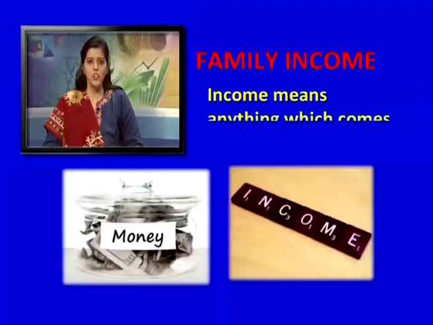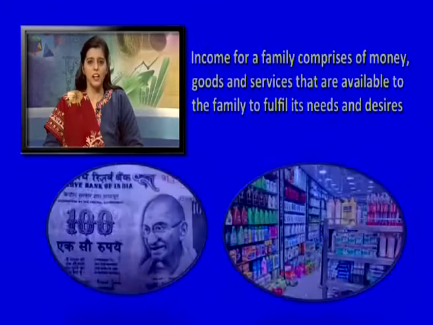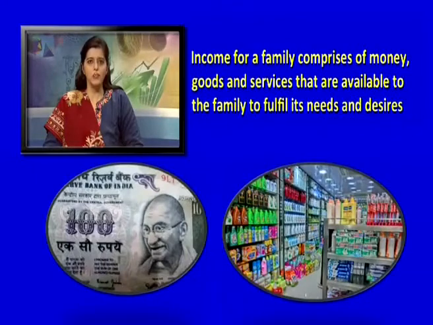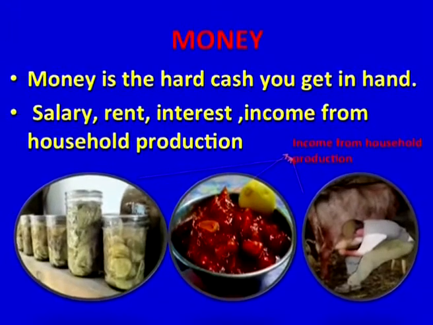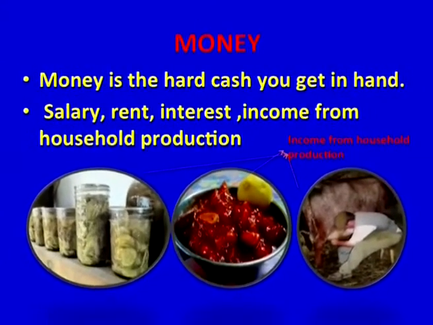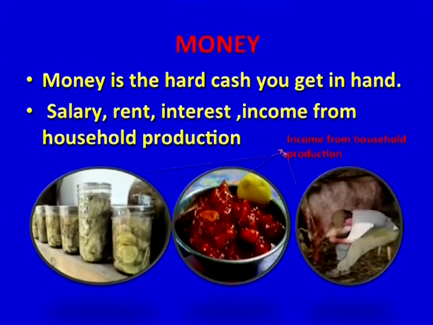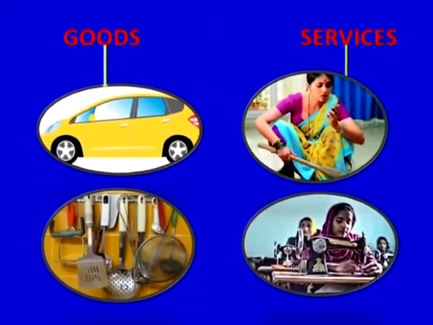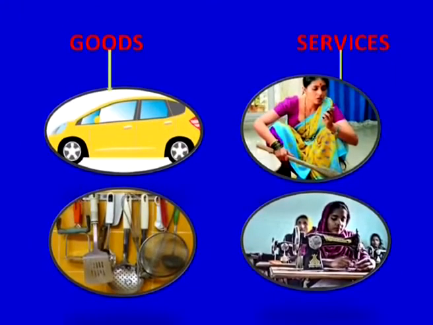Income means anything which comes into the family. Income for a family comprises of money, goods and services that are available to the family to fulfill its needs and desires. Money. Money is the hard cash you get in hand. Salary, rent, interest, income from household production are the ways by which you get money. These are the different goods, for example car, and these are the different services.